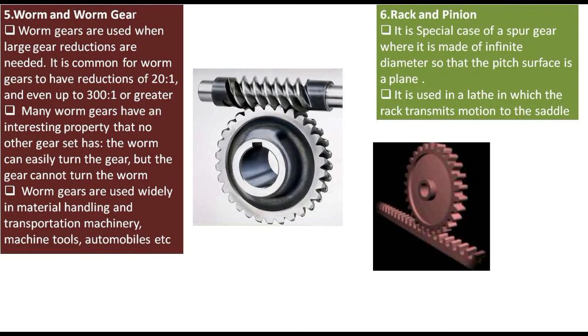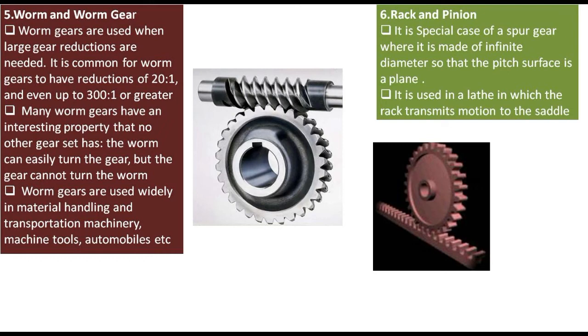Worm gear pairs are comprised of a worm wheel, typically a cylindrical gear, paired with a worm, that is a screw-shaped gear. These gears are used to transmit motion and power between non-parallel, non-intersecting shafts.